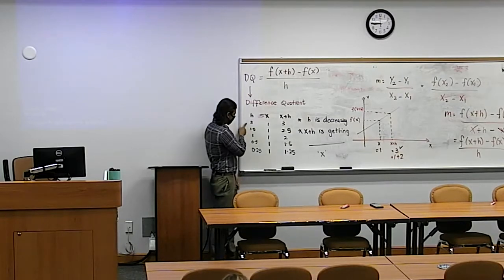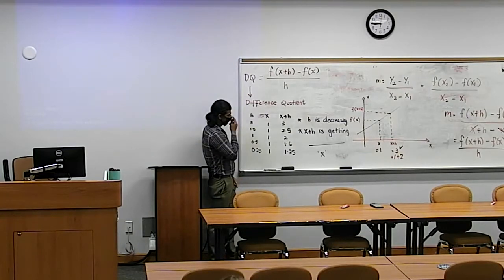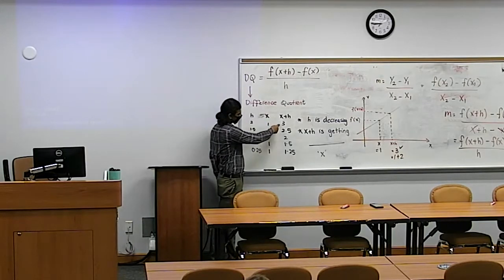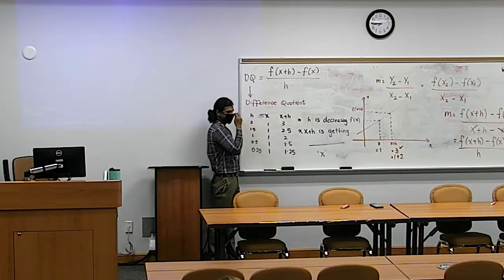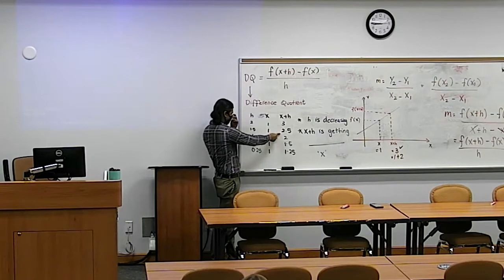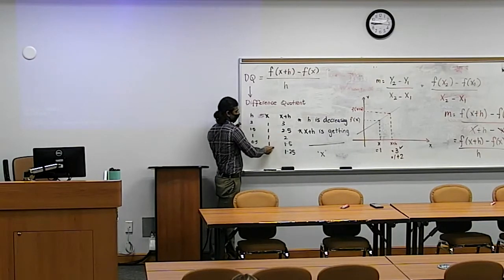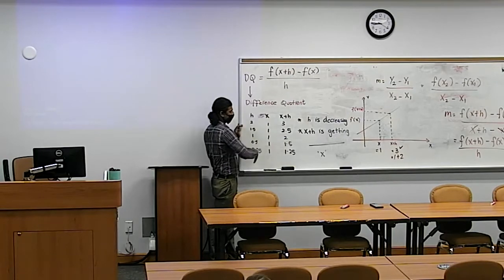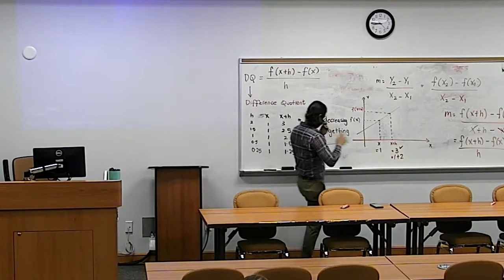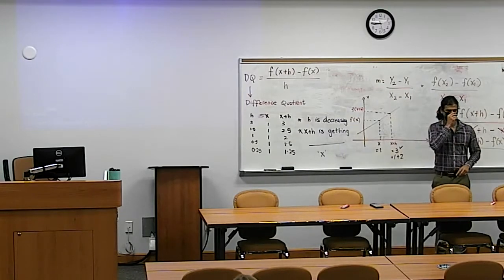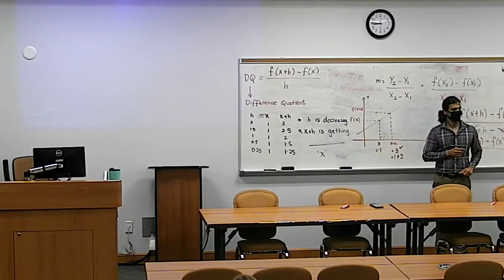So h keeps on decreasing. So as h keeps on decreasing, x plus h is slowly getting closer to x. So it was 2 steps far from x, then it became 1.5 steps, 1 step, half a step, quarter of a step. So it is getting closer and closer to x. At what point would it be x? When h is 0.